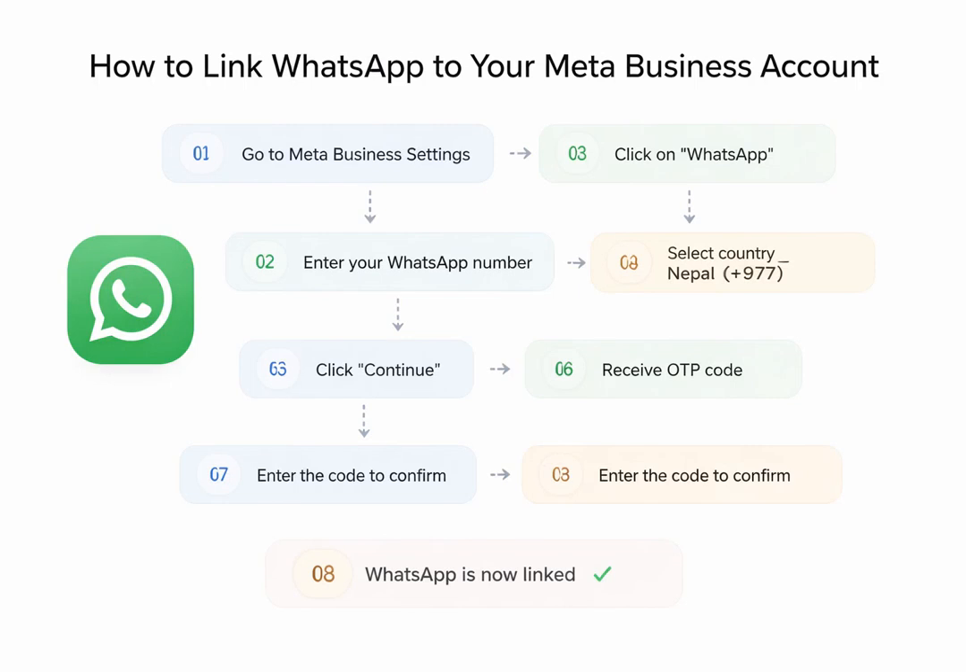Let's walk through exactly how to link WhatsApp. Inside your Meta Business settings, find the WhatsApp option and click on it. You'll be prompted to enter your WhatsApp number. Make sure you set the country to Nepal, which uses the +977 country code. Once you hit continue, a verification code will be sent to that WhatsApp number. Enter that code in the field provided, and your WhatsApp account will be successfully linked to your Meta Business account.